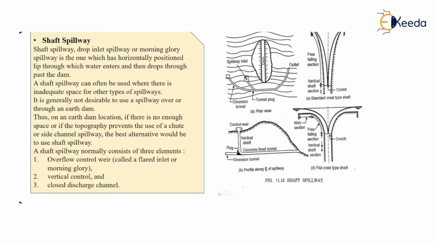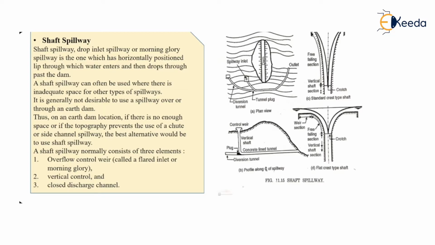If the topography is not suitable, or any other type of location cannot be adopted, then the shaft spillway is the best and better option, or alternative, for discharging the surplus amount of water.